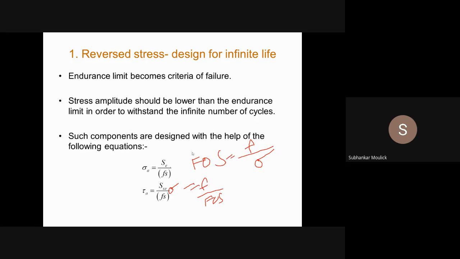Then this particular value, which value? This sigma A and this tau A, after the calculation part, you have to check it with the endurance limit value, whether it is more or it is less. If it is more, that means my design has failed. Again, I have to change some dimensions to get the correct design value. Is it okay? Any doubt so far?